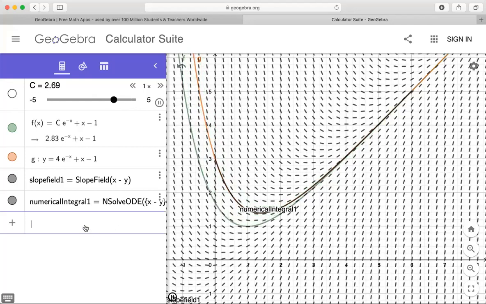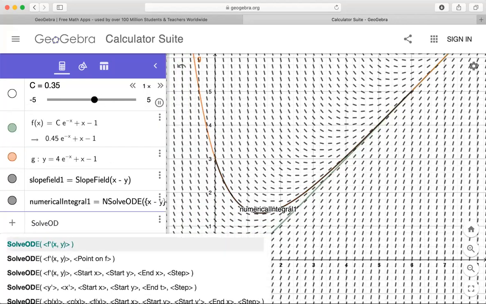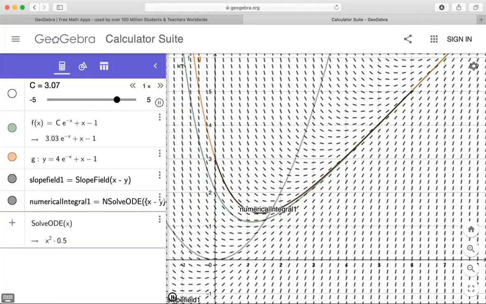Another thing we can do with GeoGebra is we can actually say SolveODE. And SolveODE is actually going to try to solve this ODE algebraically or symbolically. So it'll be a symbolic solution. So what do we need to provide it? I guess let's start with this first option and just give it this function f prime of x, y. So that as we know, it's going to be x minus y.